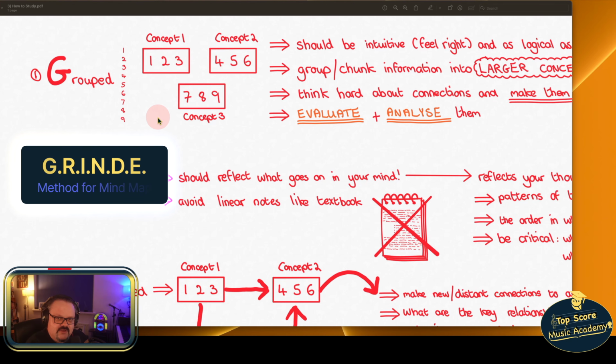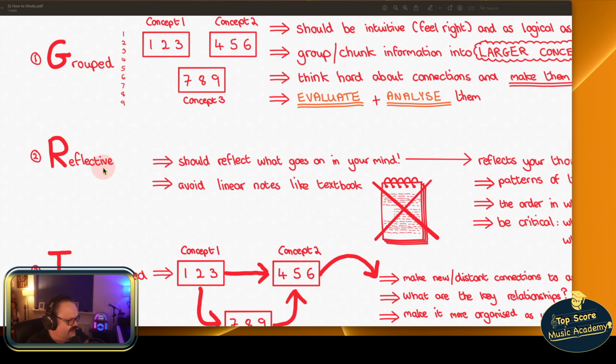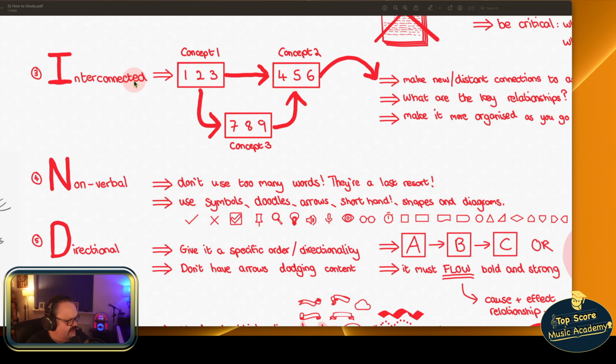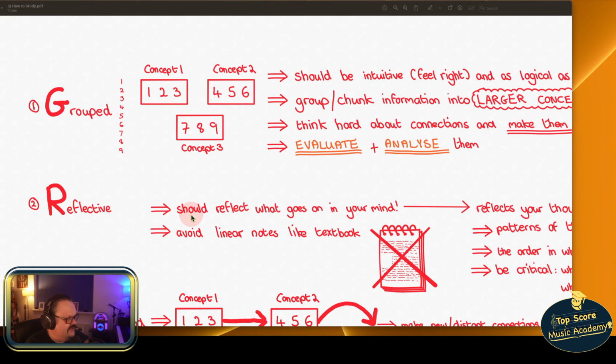So he uses a thing called the GRINDE method, G-R-I-N-D-E, the GRINDE method. So grouped for the first area, reflective for the second, interconnected for the third, non-verbal for the fourth, directional for the fifth, and emphasized for the sixth. So those are the sort of 6 areas, the 6 sort of rules or guidelines when it comes to doing your mind maps. So let's look at the first one together.